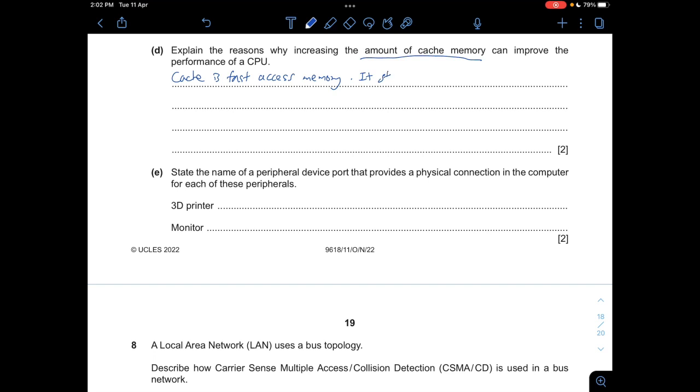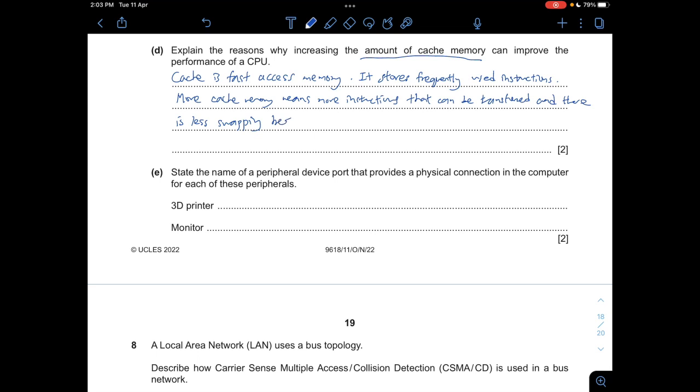So it stores frequently used instructions. So more cache memory means more instructions that can be transferred, and there's less swapping between RAM and cache. So that's why when you increase the amount of cache memory, it improves the performance of the CPU.